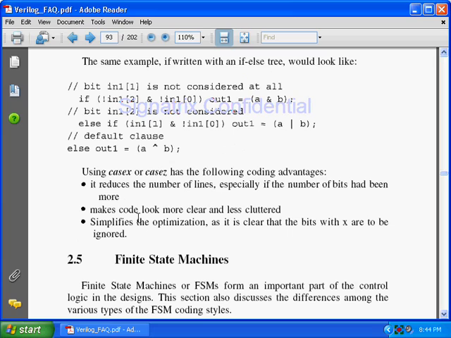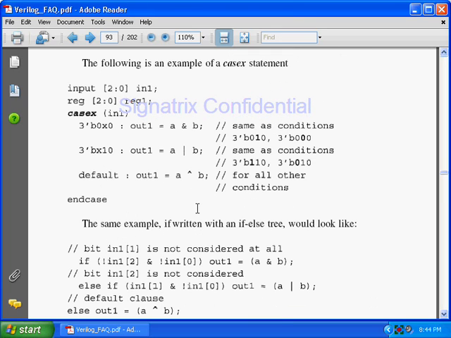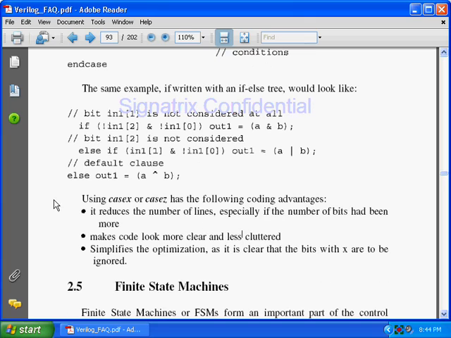So using casex or casez has the following coding advantages. It reduces the number of lines, especially if the number of bits is more, as you explained with the 8-bit priority encoder. It makes code look more clear and less cluttered. So they're telling that you can code a priority encoder with if-else also, but it's better you code with this, as the code is not so cluttered. It simplifies the optimization as it is clear that the bits with x are to be ignored.